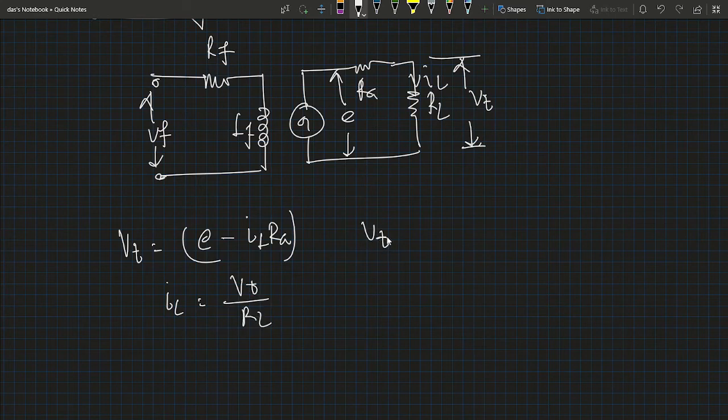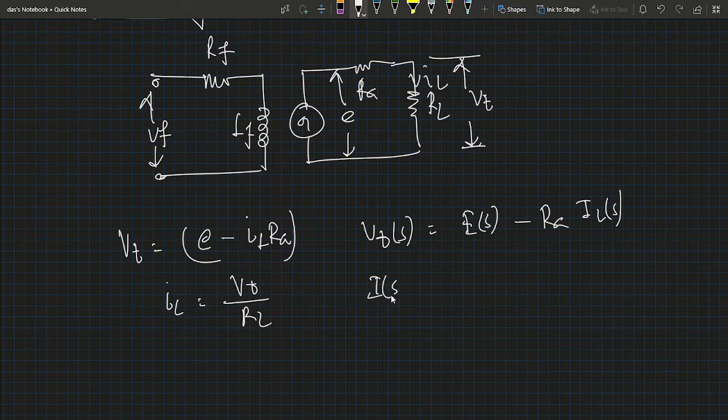So now what is the Laplace equation? Vt(s) equals Es minus Ra into IL(s). And what is the relationship between them? IL(s) equals Vt(s) by RL. So now these are Vt, basically Vt.